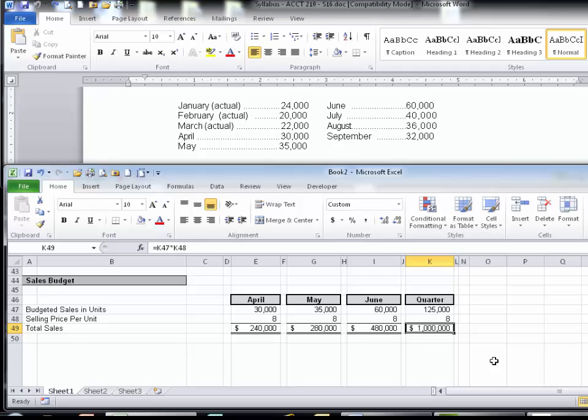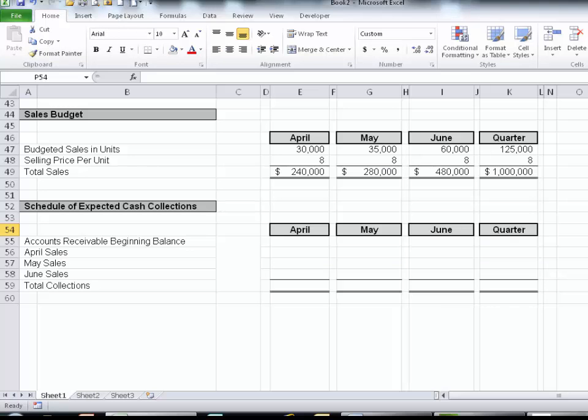Now we're going to take a look at the schedule of expected cash collections, because the sales budget tells us when we're going to sell the items. It doesn't tell us when we're going to get the money in for them, and we need to be able to anticipate when that money's coming in so that we can prepare another budget later on called the cash budget. So now we're going to look at our schedule of expected cash collections. This budget is going to tell us when we actually collect in the sales that we make.